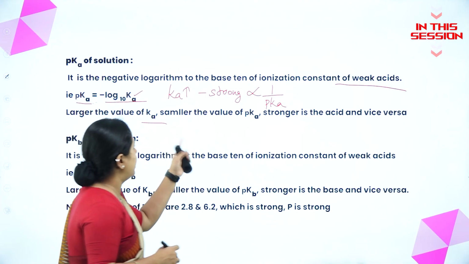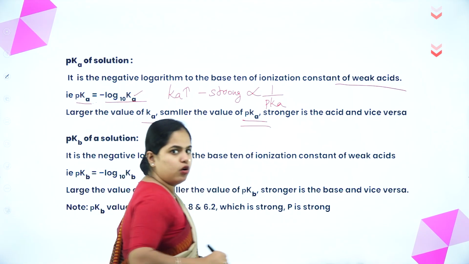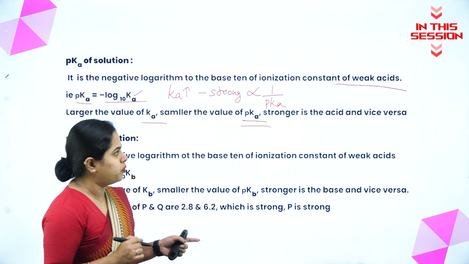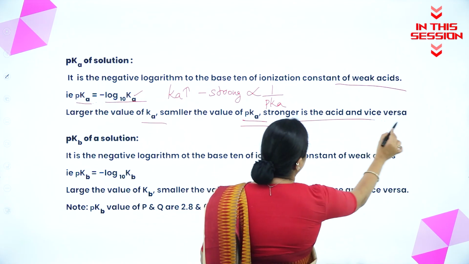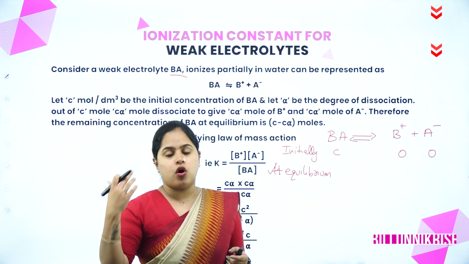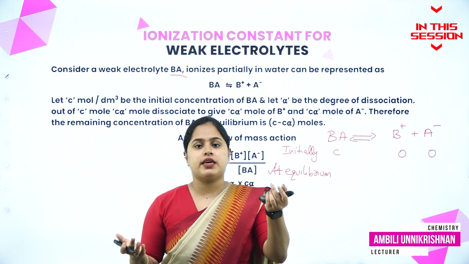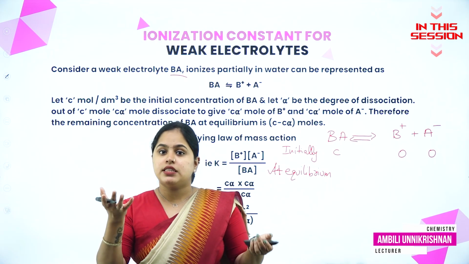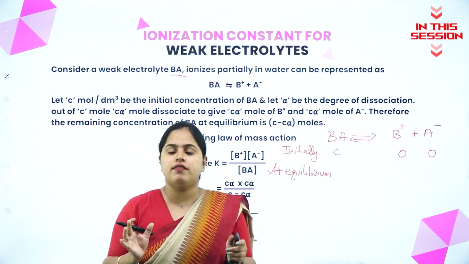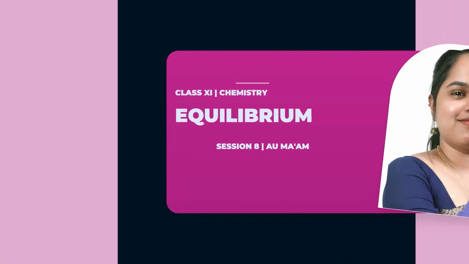The larger the value of Ka, the smaller will be the value of pKa. They are inversely proportional, and the acid will be stronger. At equilibrium, the concentration of the reactants will reduce, the concentration of the products will increase, and at a point of time, this will become equal, at which they will attain equilibrium.